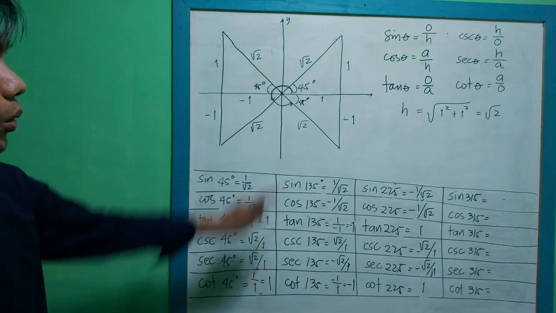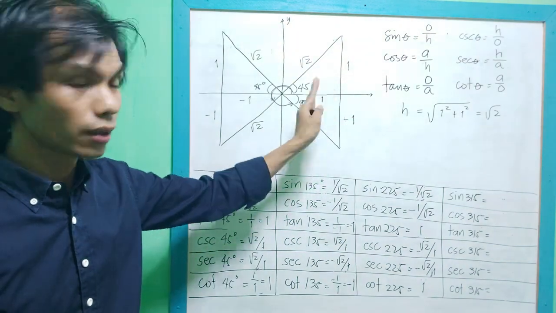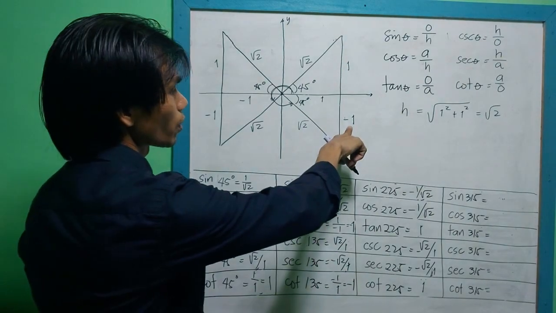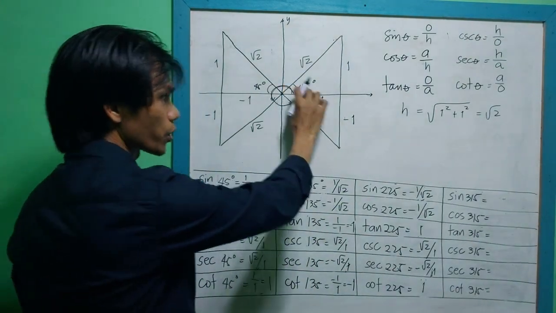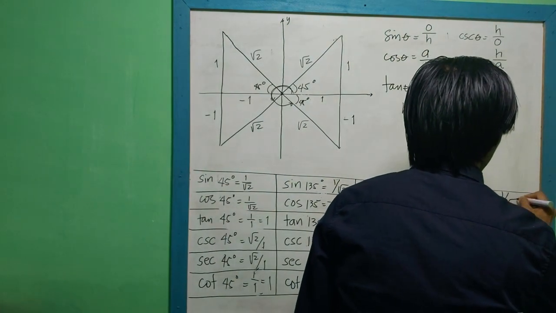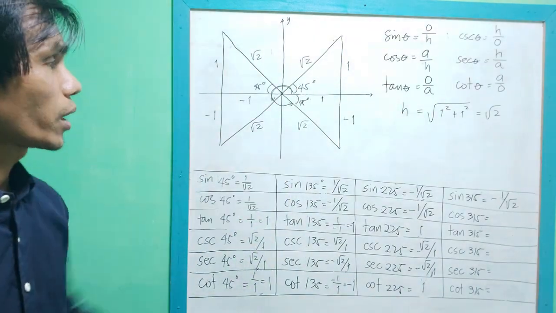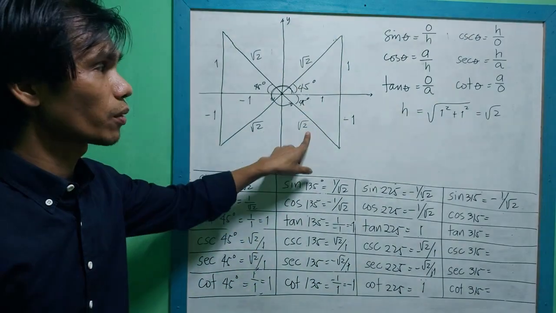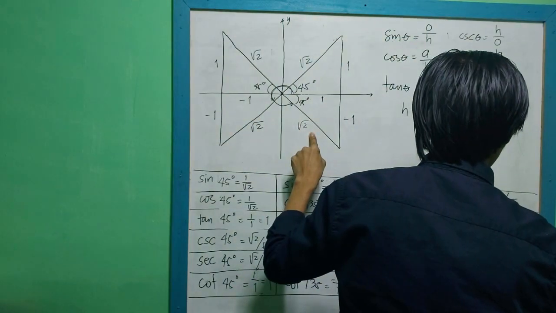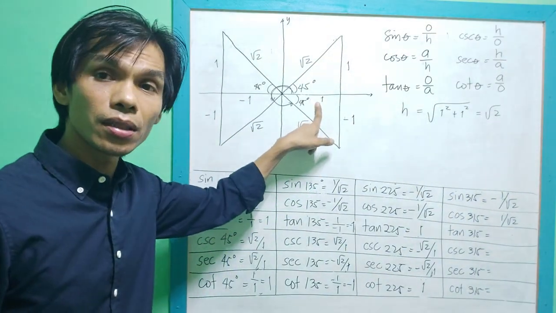Okay? So, looking at this one, sa 1 and then 1. So, sine 315, opposite over hypotenuse. Ito yung opposite side of the angle. So, we have negative 1 over square root of 2. Did you get it? How about cosine? Ang cosine is adjacent over hypotenuse. And that is 1 over square root of 2. Positive, negative? Positive. Bakit? Kasi positive yung adjacent natin.